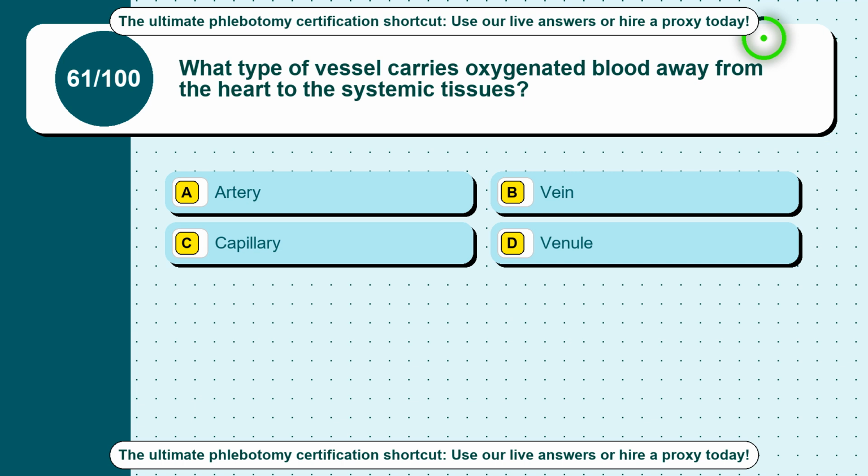Question 61. What type of vessel carries oxygenated blood away from the heart to the systemic tissues? Option A. Artery. Option B. Vein.